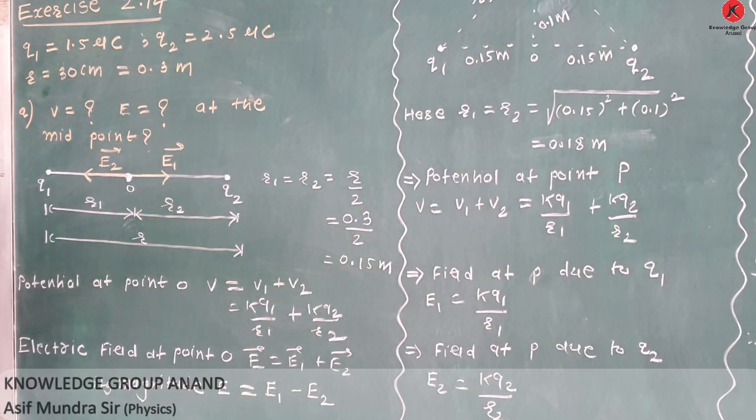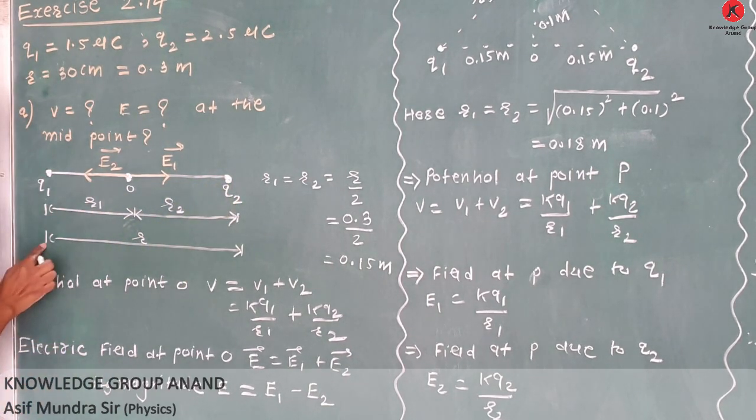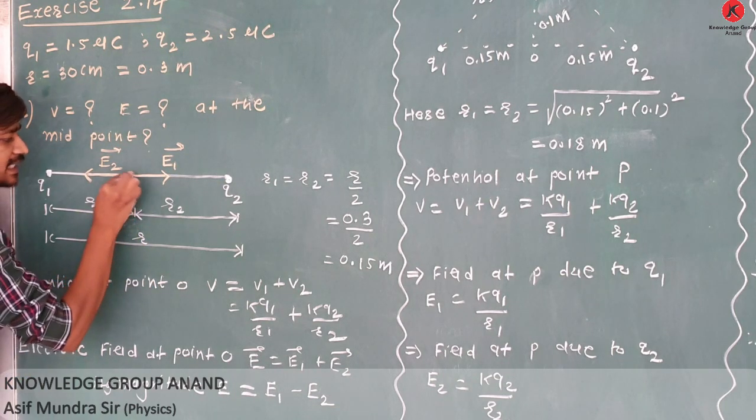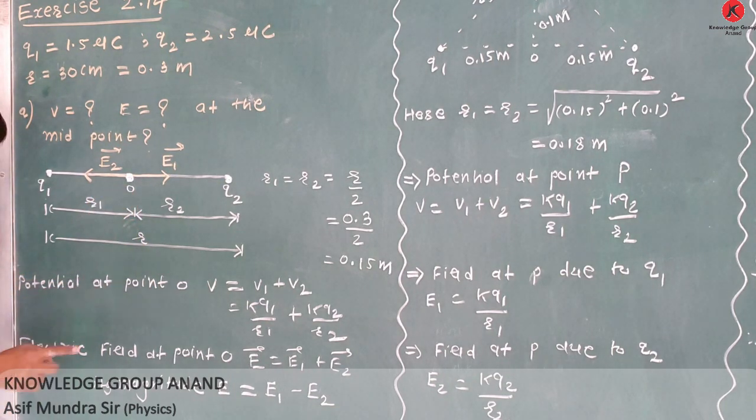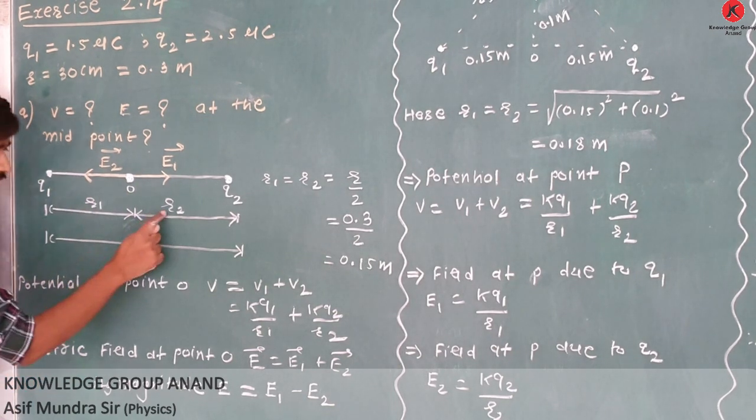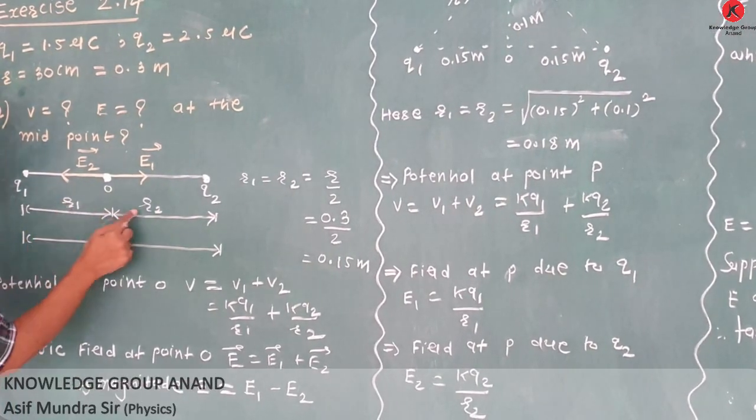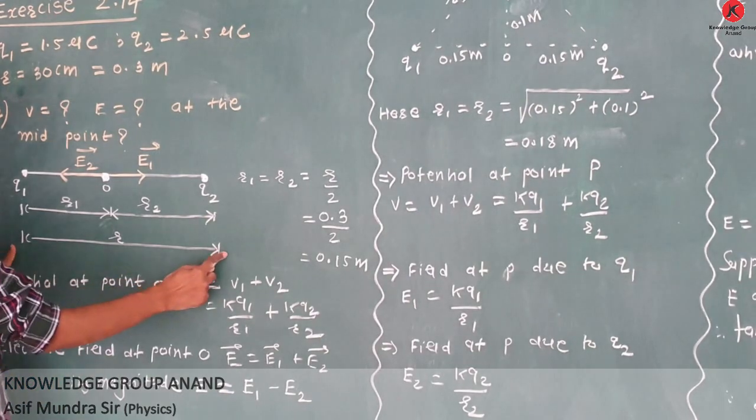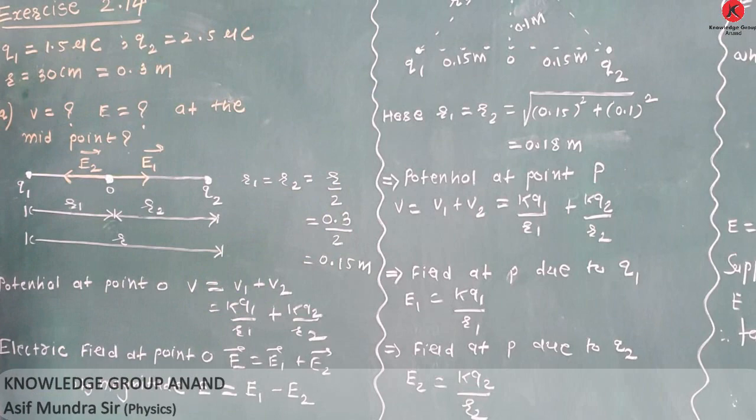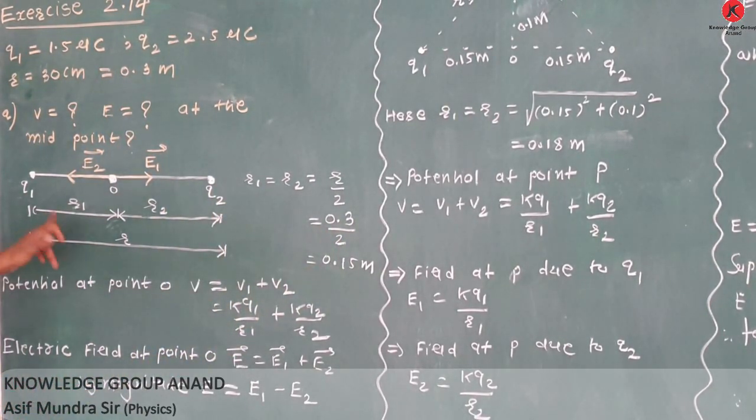See, first of all we will draw the figure. Q1 charge, Q2 charge, the distance between them is R. Let O be the midpoint. As it is the midpoint, R1 is the distance of the midpoint from the Q1 charge, and R2 is the distance of the Q2 charge from O. So as it is the midpoint, R1 is equal to R2 and is equal to half the distance between them. So R1 is equal to R2 is equal to R by 2. What is R? 0.3 meter. 0.3 divided by 2 is 0.15. So what is R1 and R2?